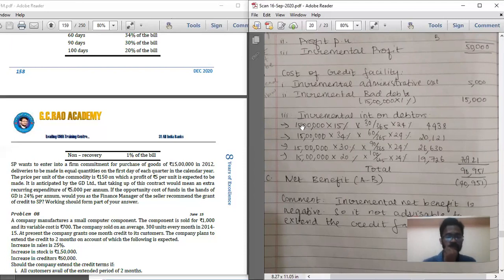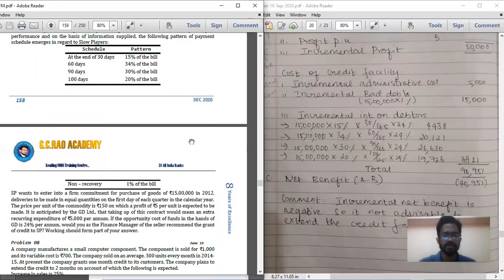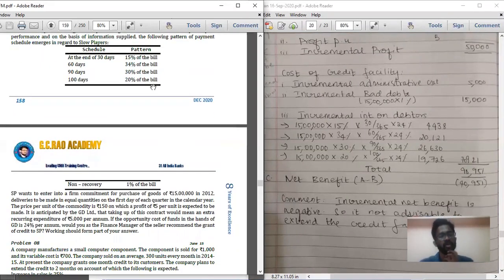Below that, small Roman number 3: incremental interest on debtors. We are directly calculating the incremental interest on debtors because here they have not provided any old policy interest rates, or the period under the old policy. They have directly given the new credit policy that is going to be implemented. This is the incremental credit policy data, so we are directly calculating incremental interest on debtors.